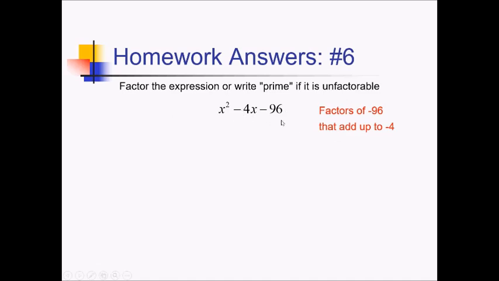1 and 96, there's no way you're getting a 4 out of those numbers. 2 and 48 is not going to do it for us either. 3 and 32 is getting better, but still not what we need. Let's see here.